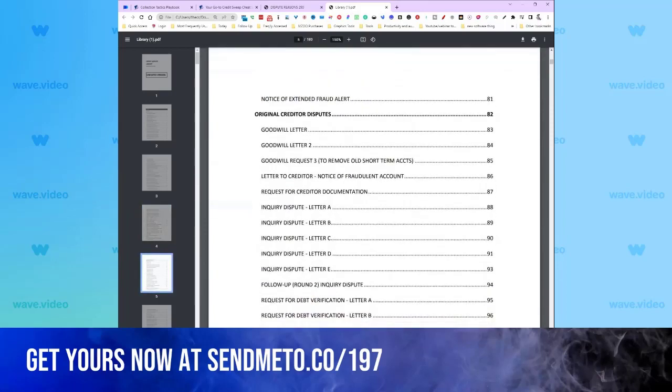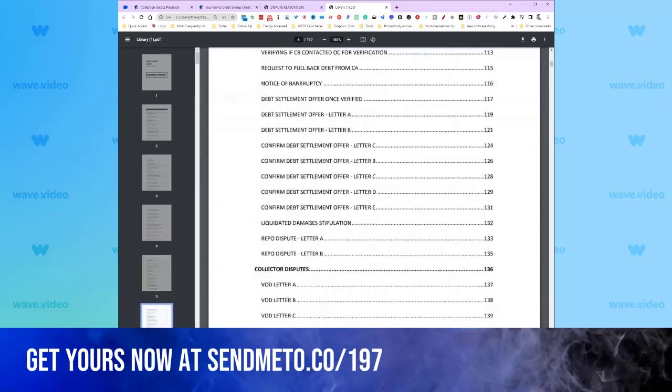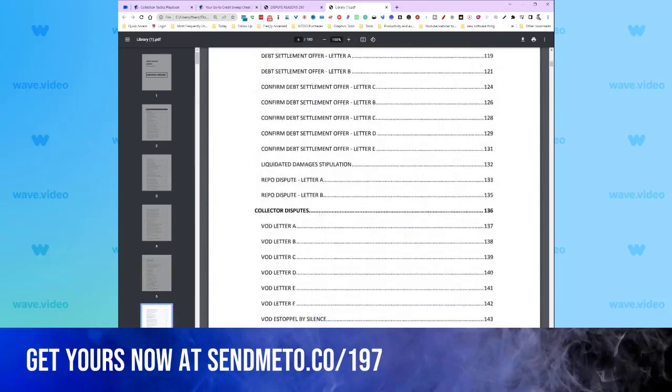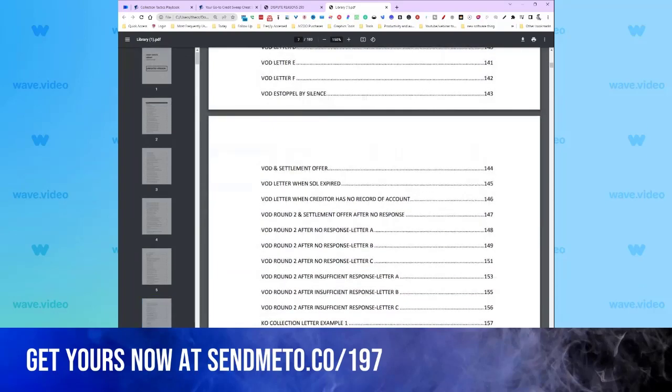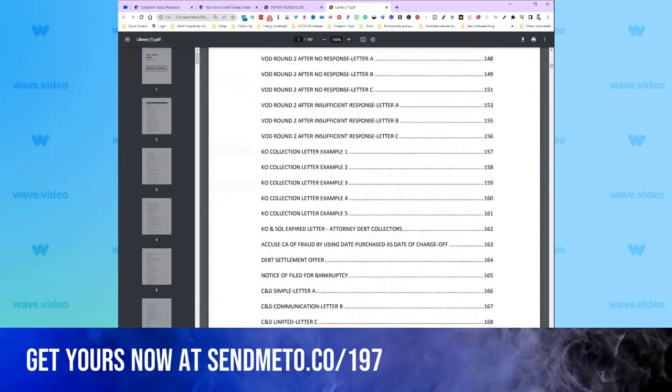These are the original creditor disputes down here for inquiries, for charge-offs, confirmation of debt settlement, collector disputes, VOD letters A, B, C, D, E, F. Those are different letters than the ones I just gave you. The validation of debt, estoppel by silence, where they are agreeing to you by not responding. Settlement offers, you name it, it's in here.